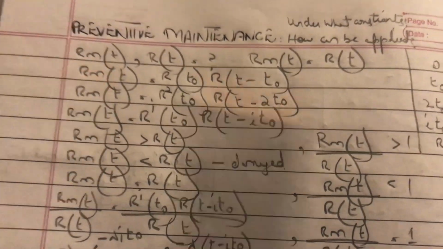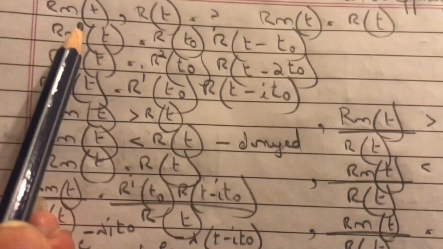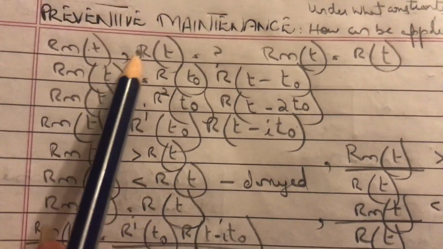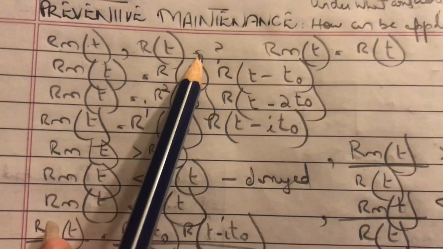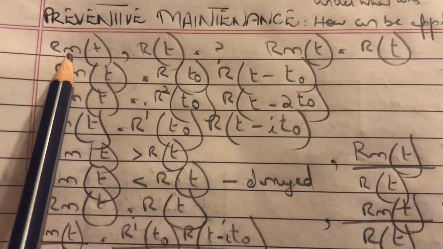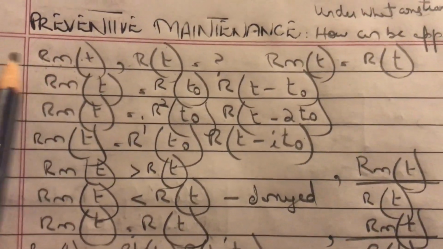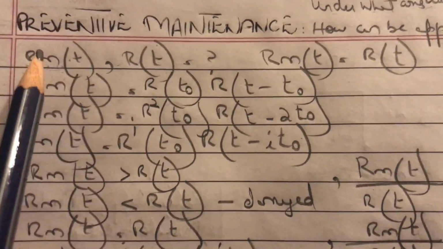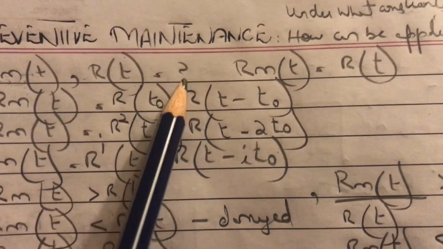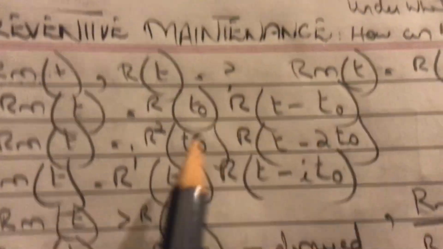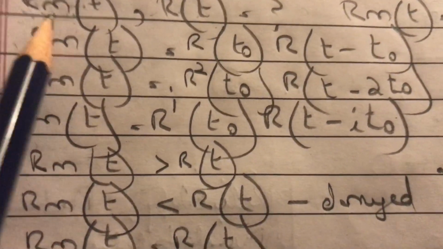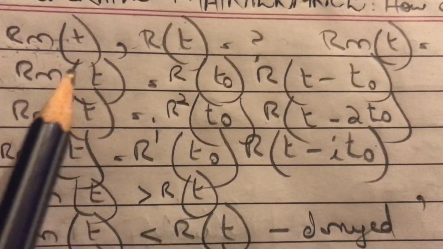For preventive maintenance, we represent the reliability in the form of Rm of t, and R of t is the reliability at time t. The reliability when performing a maintenance at time t and the reliability at time t are the two things that are unknown. So you can see we have different reliabilities when we perform the maintenance.